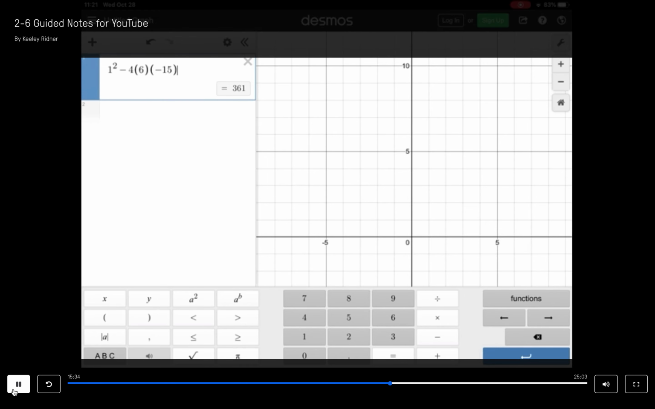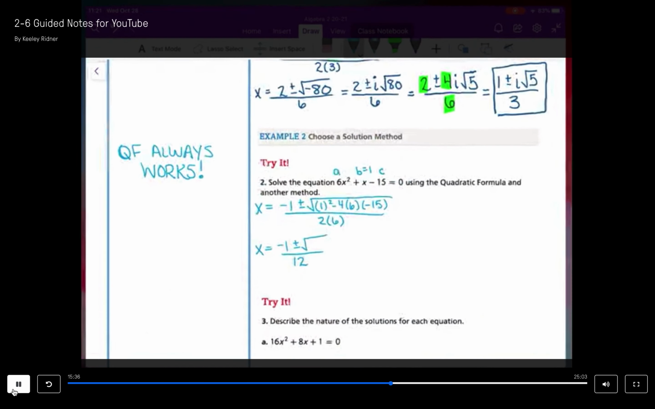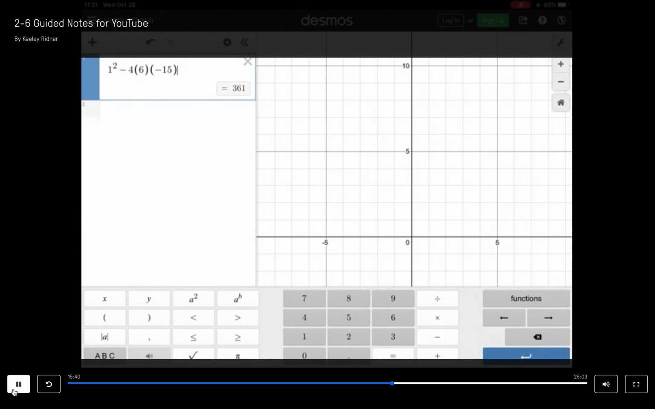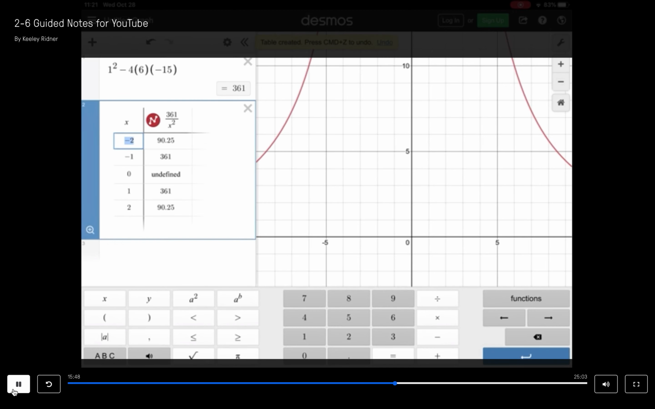Okay, so I have 1 squared. Let me make sure I use those right numbers, right? 6 and negative 15, okay. And then I want to do 361 divided by x squared to see how that simplifies. Looking at the table, that number's pretty big. So let's go up quite high.